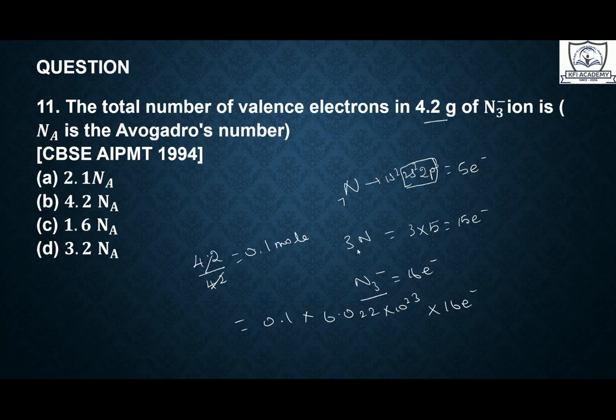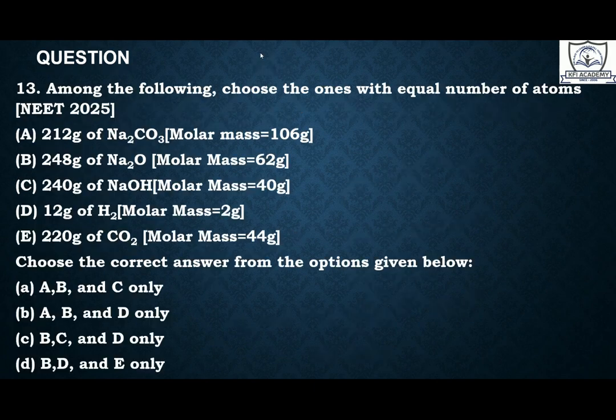So first we calculated the valence electrons of azide, that is 16. Then we converted the given mass into mole and mole into molecules, so multiplied by Avogadro number. One molecule contains 16 electrons. So how are we going to calculate? Nothing simple, take it as Avogadro number. So 16 into 0.1, so 1.6 into Avogadro number. Okay, the next question.